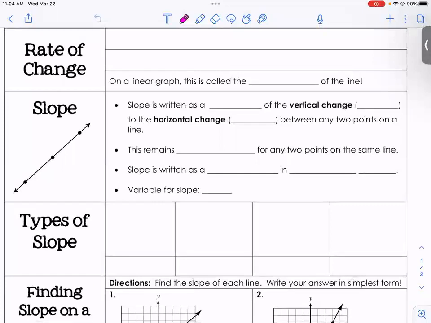So we are talking about slope. And slope is that pattern that you are recognizing where we can get to other coordinates on our line by following a pattern. And this pattern is called a rate of change. Okay. We're going to call it the slope of our graph. Okay.